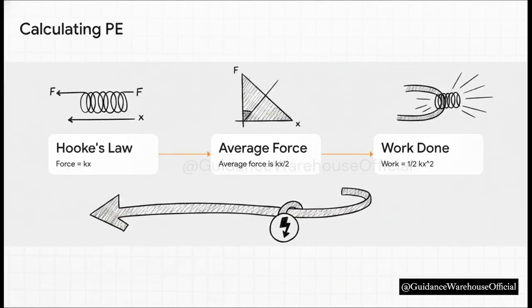Let's look at the math and see how this actually builds a formula. Step 1, Hooke's law tells us that the force needed to stretch or compress a spring is F equals kx. Essentially, the force increases linearly the harder you push. Step 2, because that force increases linearly starting from 0, the average force you apply is just kx divided by 2. Step 3, remember, work equals force times distance, so multiply that average force by the distance x and you get the work done, which comes out to 1/2 kx squared. If you look at a force graph, that area under the line, that is your potential energy.